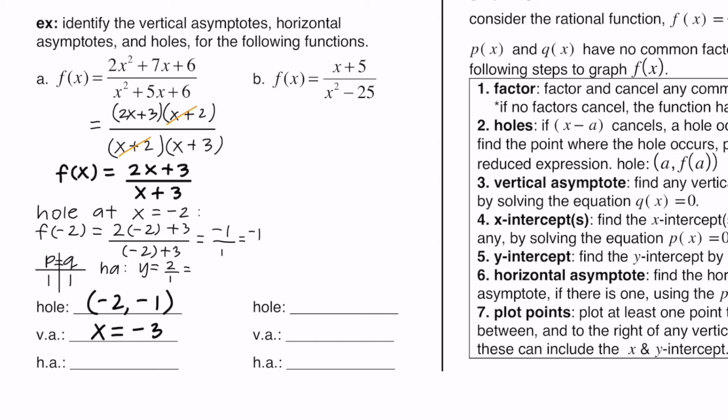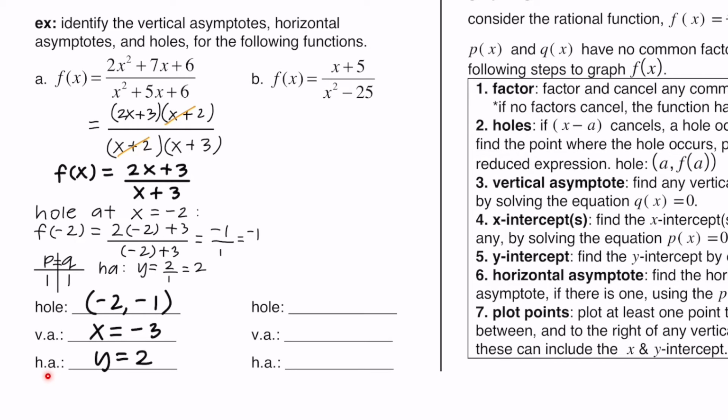So 2 over 1 is 2. So our horizontal asymptote is y equals 2. Here's our next example. We have f of x equals x plus 5 over x squared minus 25.